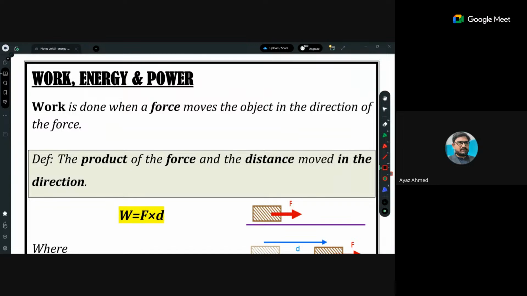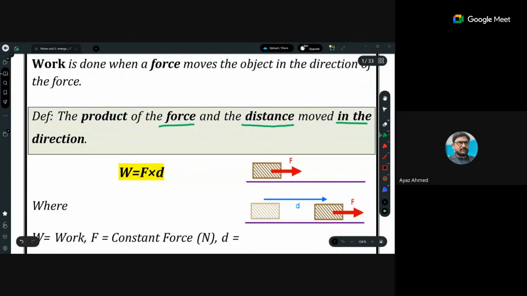So what is work? If you just consider work in your daily life, work is basically the product of force and the distance moved in the direction of force, right? For example, if I have a block here and I apply some force on it, and it covers distance d in the direction of the applied force, then work will be the product of force and distance. We can also call it displacement. Don't worry, both are acceptable.